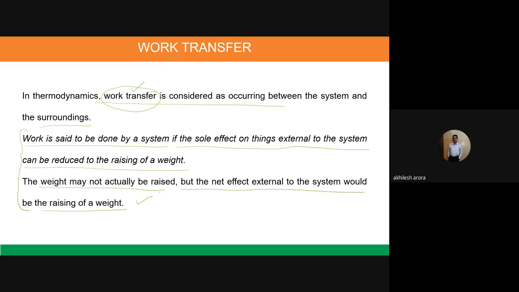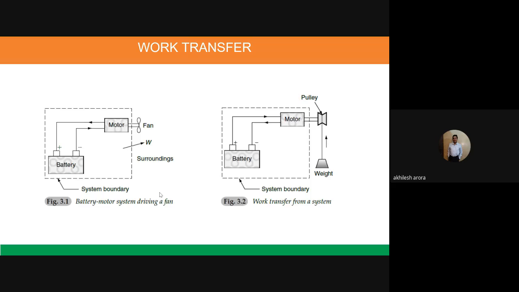So let us see an example. You can see here we are showing a thermodynamic system. I am denoting it by TS. I am not writing it in full. Thermodynamic system. And what does this thermodynamic system comprise of? This comprises a battery and a motor. And this motor has a shaft, and at the end of the shaft there is a fan.